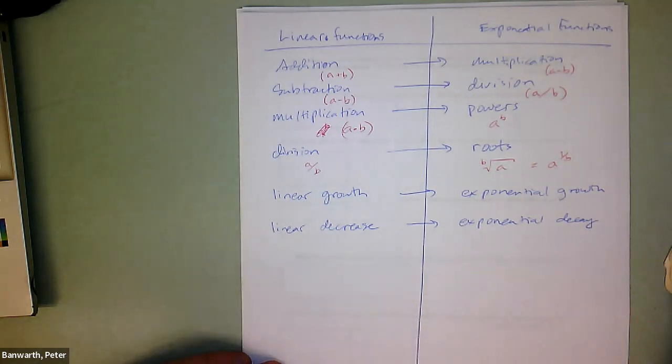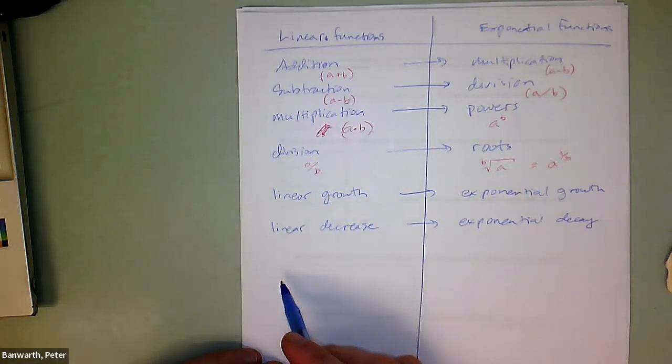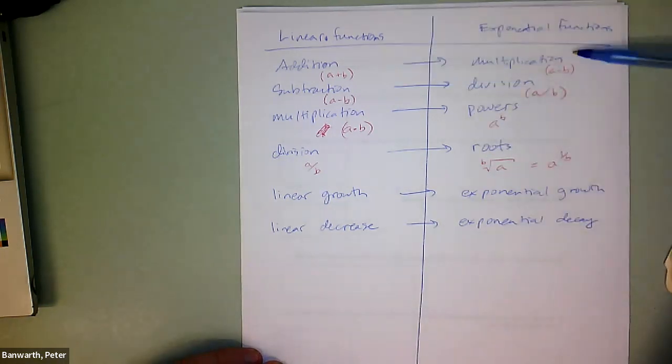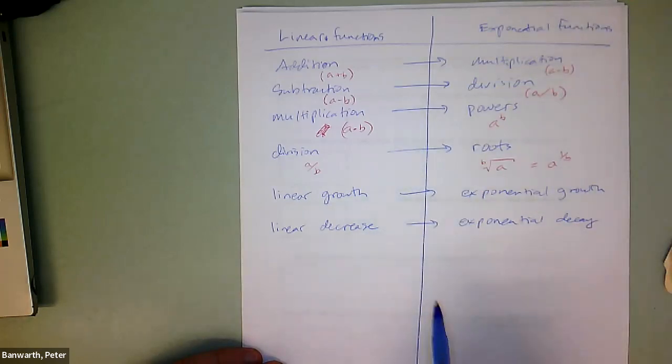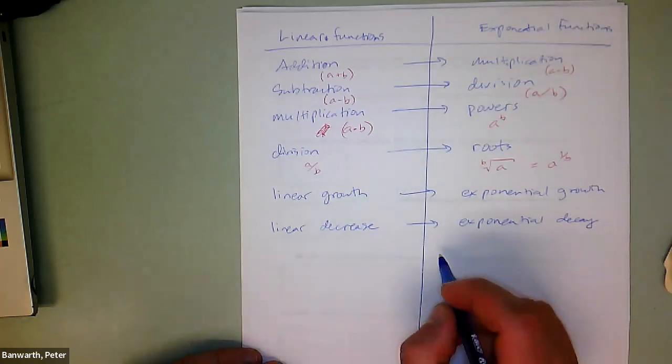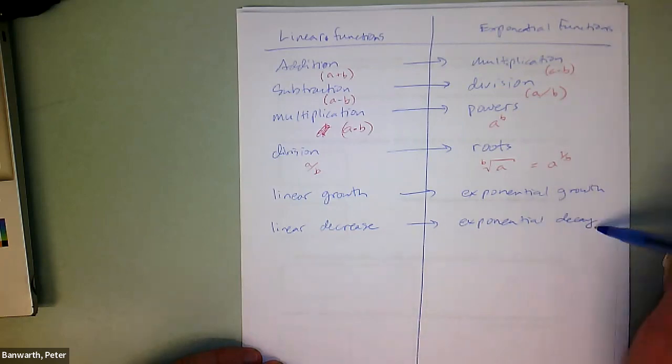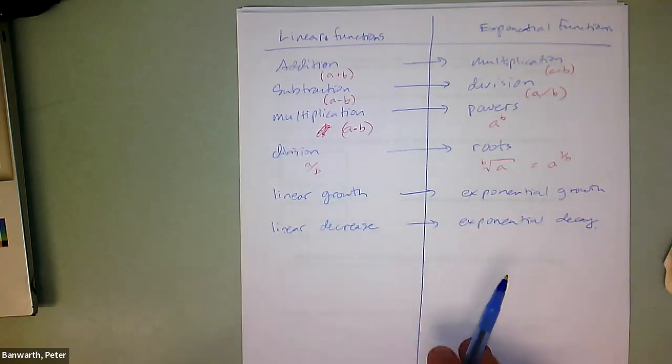Okay, so linear functions start with addition, exponential functions start with multiplication. What we're going to see is that logarithms take exponentials and turn them linear. That's one of the big purposes of a log. So now let's jump into the warm-up.